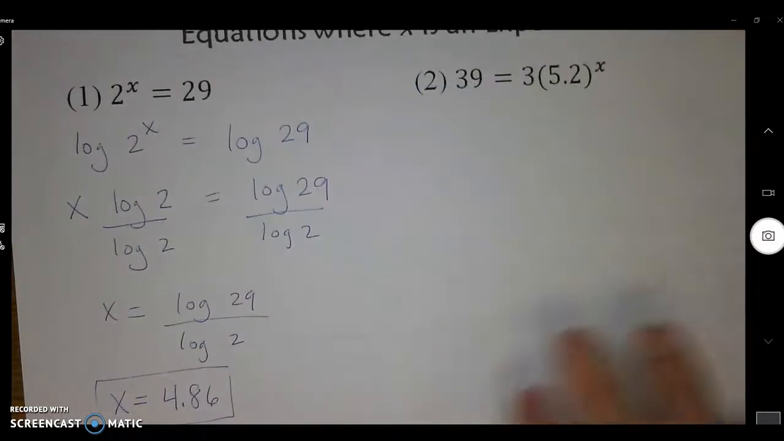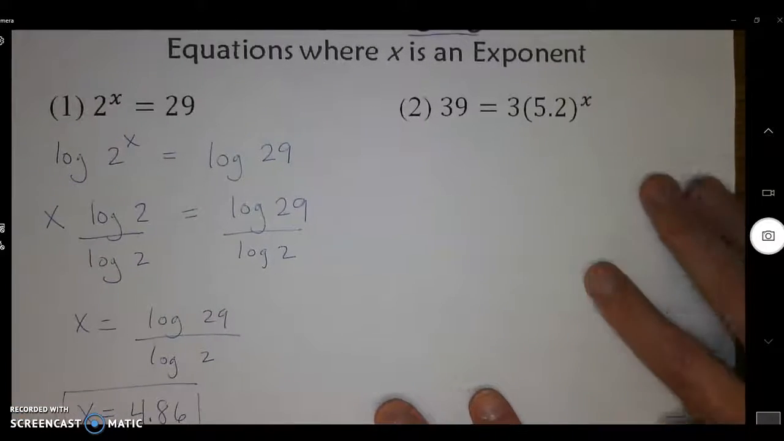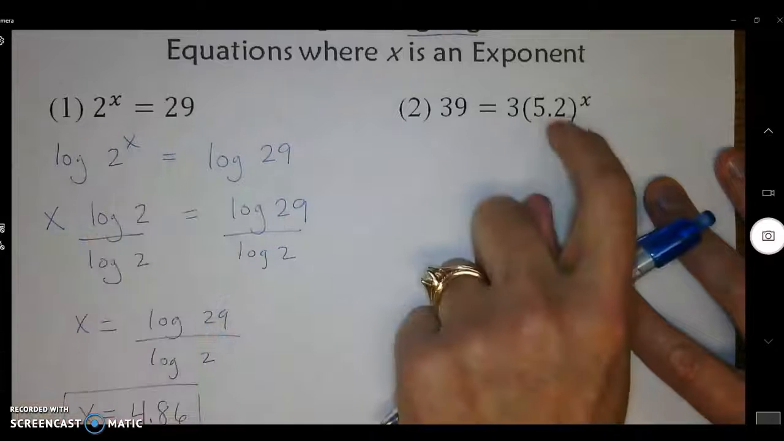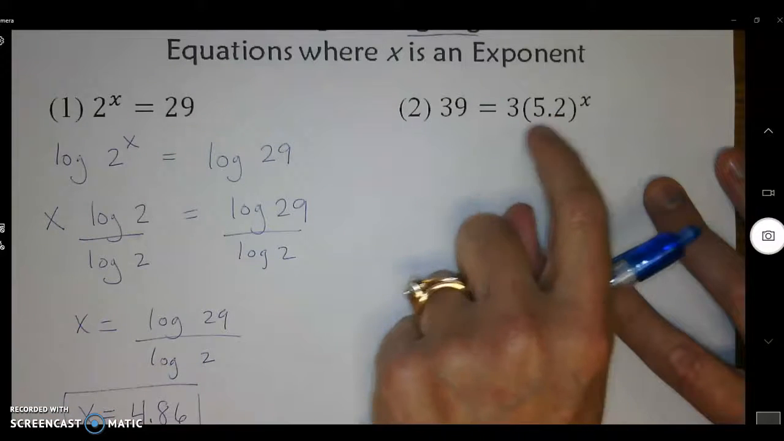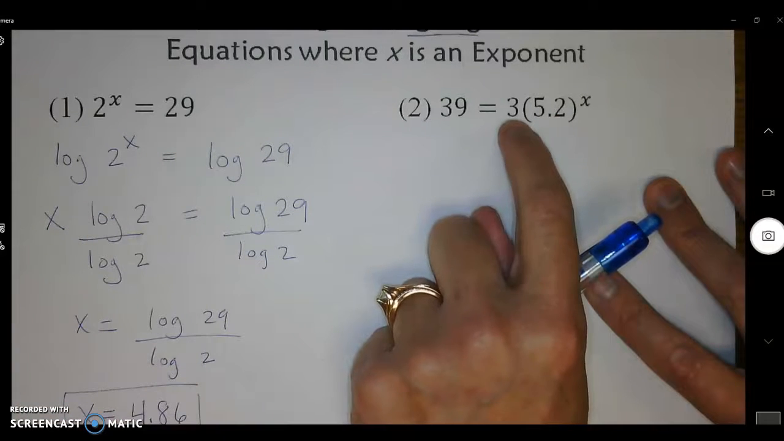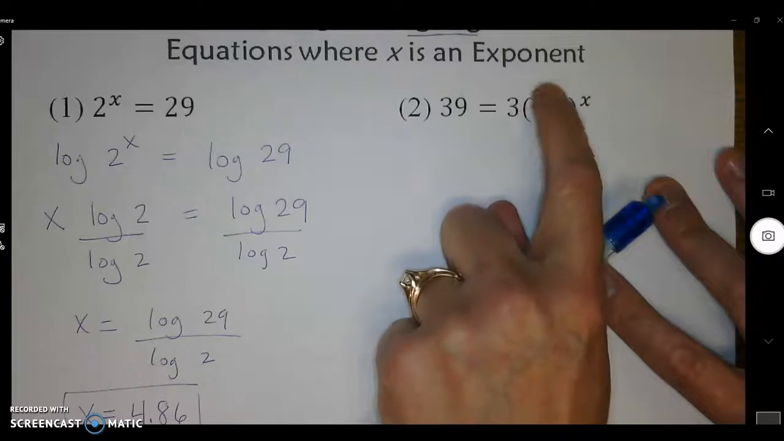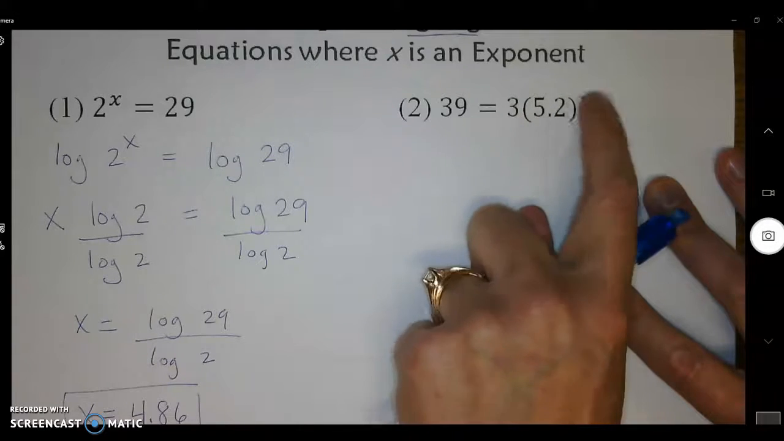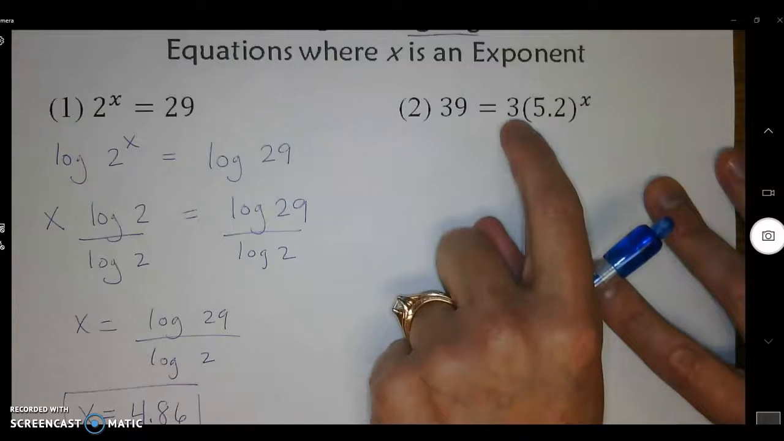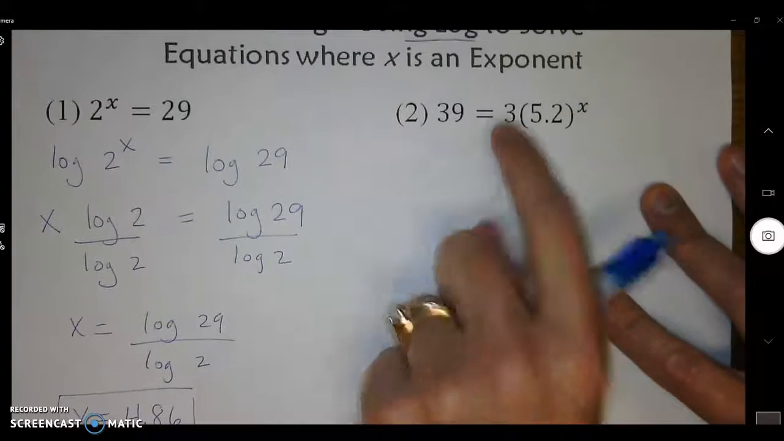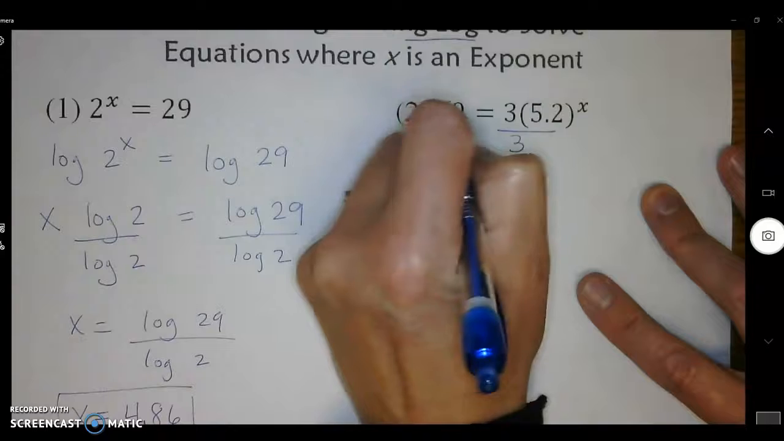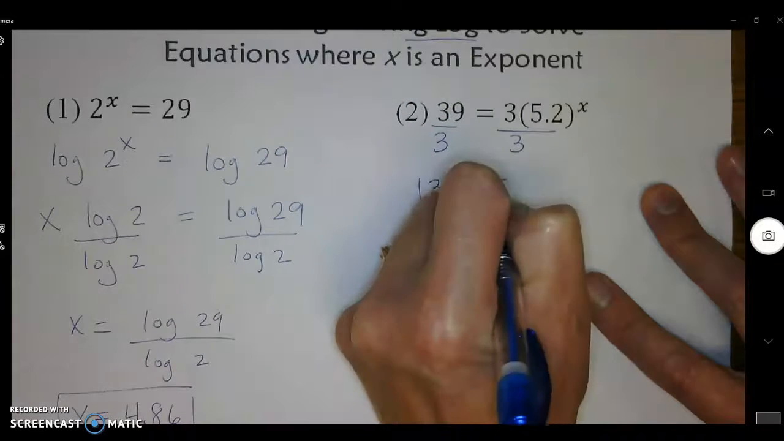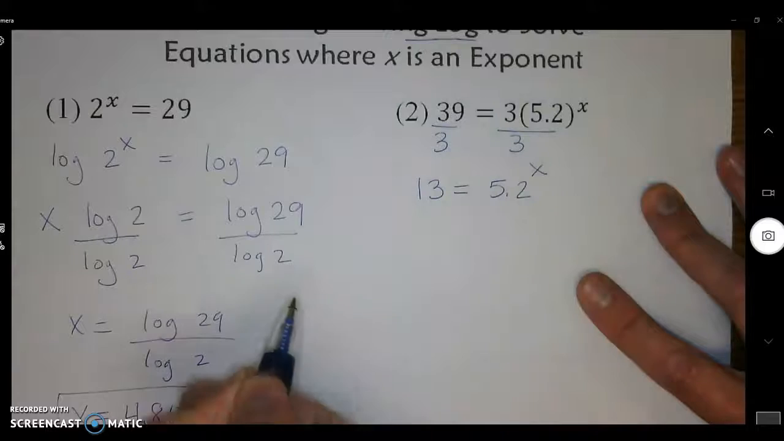All right, number 2. The first thing we need to do here is to make this problem look like this problem. So right now I have something to the x, but I also have another number in the way here. And so I really just want this side to be 5.2 to the x. Now I can't multiply these because this one is to the x and that one is not. But I can undo things, and I'm going to divide by 3. 39 divided by 3 is 13, equals 5.2 to the x power.